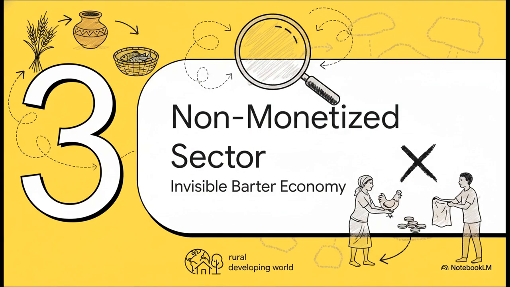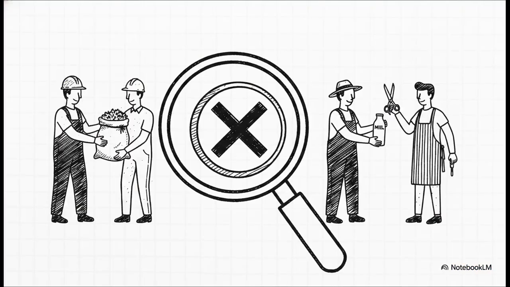Section 3. The non-monetized sector, the invisible barter economy. Director 2. Modern macroeconomics completely assumes a money economy where every exchanged good or service creates a traceable event, but that's simply not true everywhere. Huge amounts of agricultural output are kept directly for self-consumption by the farmers themselves. So as statisticians, we basically have to guess the imputed value of a farmer's dinner.